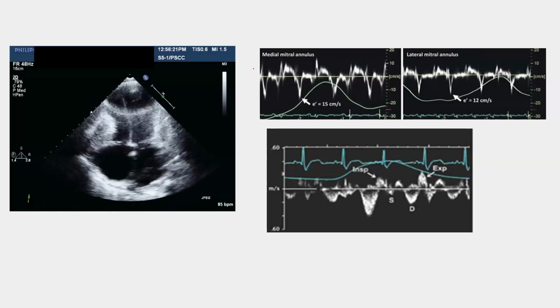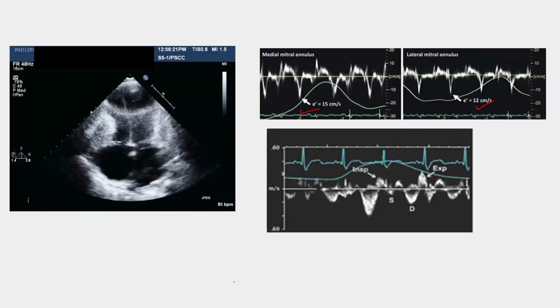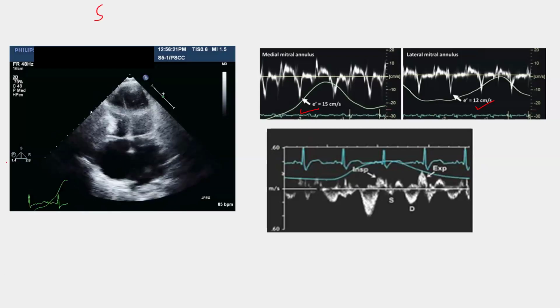Now we come here. Medial E prime is 15. Lateral E prime is 12. So what is this? Annulus inversus. Okay? So I have septal bounce, which is 1, and I have annulus inversus, which is 2.